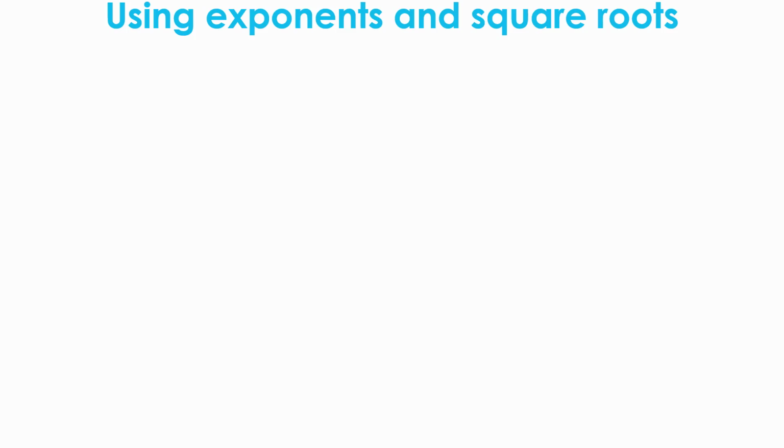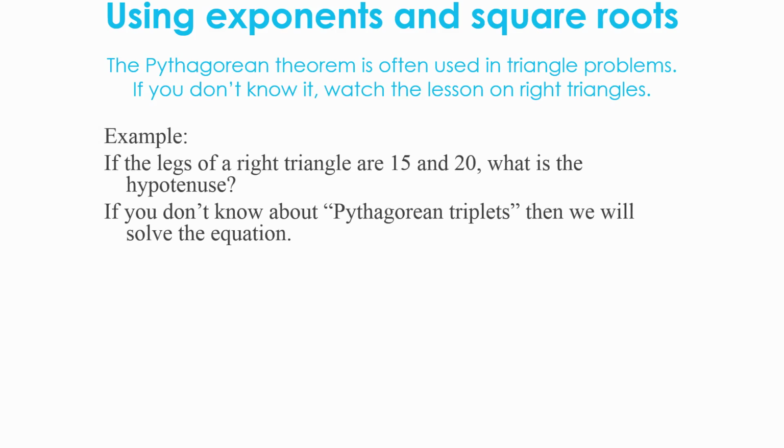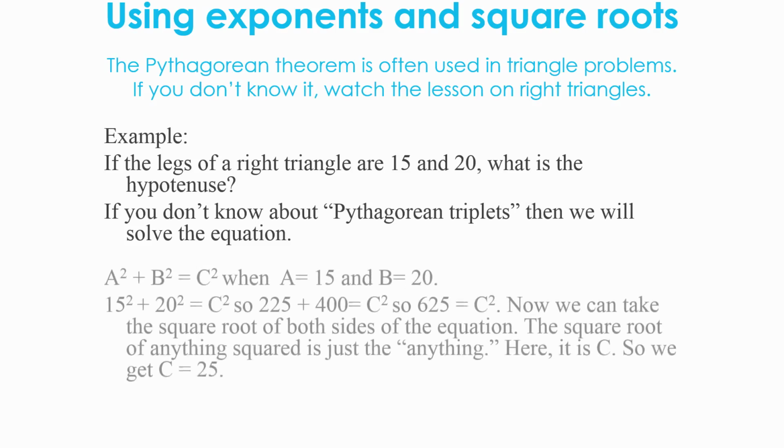All right, let's do one more problem involving exponents and square roots. The Pythagorean theorem is often used in triangle problems. If you don't know it, check out the lesson on right triangles. Now let's try this problem. If the legs of a right triangle are 15 and 20, what is the hypotenuse? Well, you know that this is a Pythagorean triplet because you studied geometry, but if you didn't know that, you'd have to calculate. So let's do it.